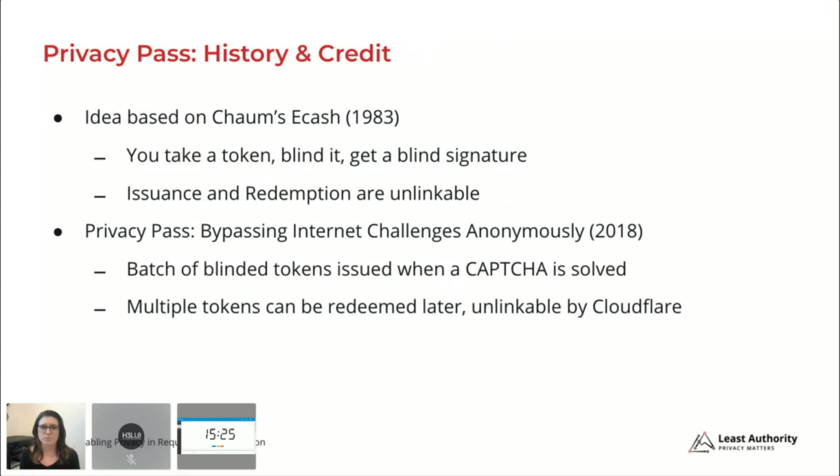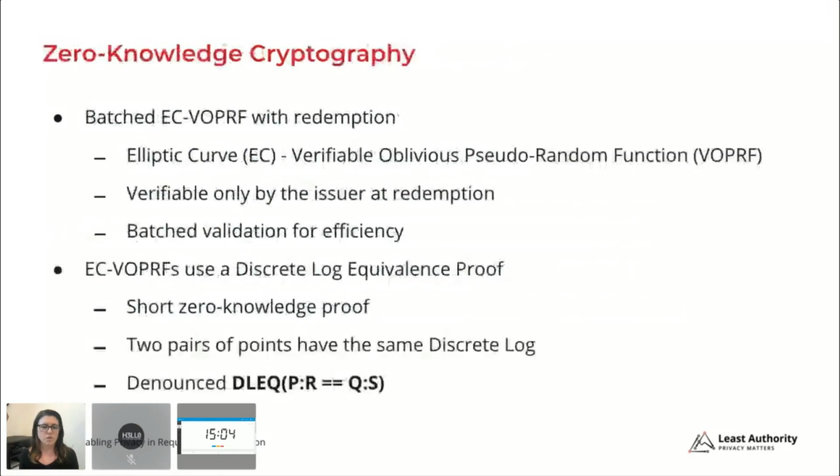redemption are unlinkable. And then with Privacy Pass, there was a paper released in 2018, Privacy Pass: Bypassing Internet Challenges Anonymously, where a batch of blinded tokens is issued when a CAPTCHA is solved, and then multiple tokens can be redeemed later, and thus also unlinkable by Cloudflare. So this was a great solution, and we thought we could adapt it.